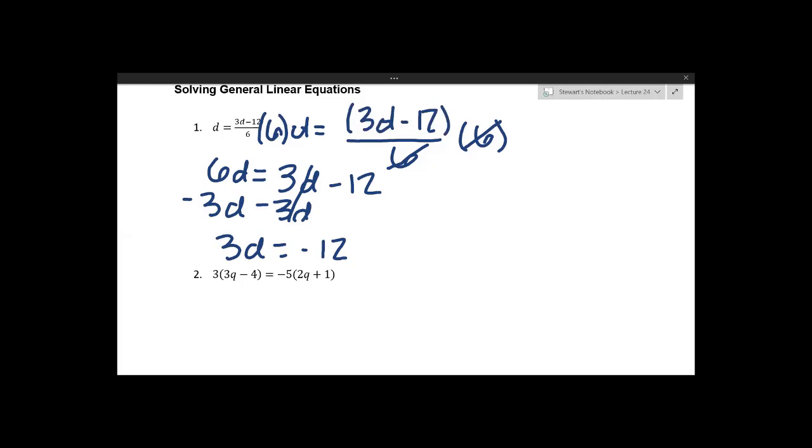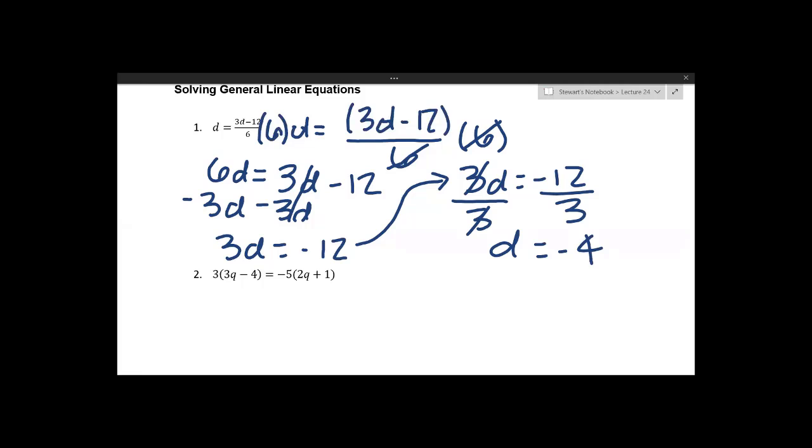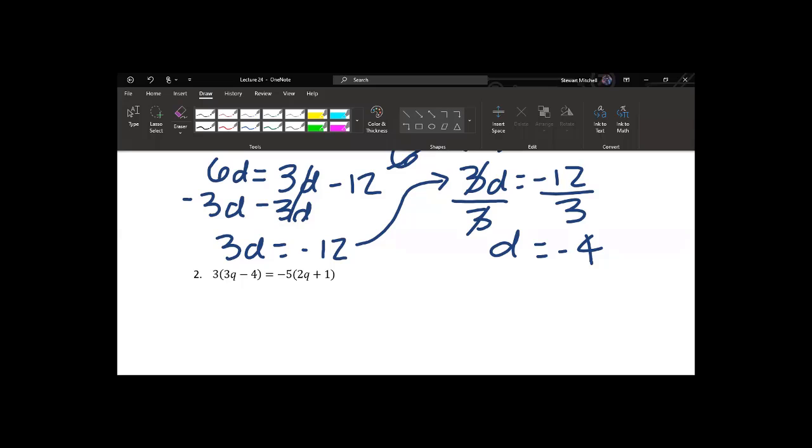Now, since we have a 3 being multiplied, I'm going to continue this over here. We have 3d is equal to negative 12. That's the same as 3 times d is equal to negative 12. So I'm going to divide by 3 on both sides. Cancel, because 3 divided by 3 is 1. So we just have 1d, which is what we need. And negative 12 over 3 is negative 4. And it works just fine that way.